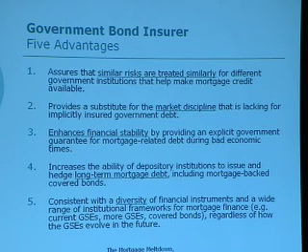There are 5 advantages to this framework. 1, it assures that similar risks are treated similarly for different government institutions to help make mortgage credit available. 2, it provides a substitute for the market discipline that's lacking in implicitly insured mortgage government debt. 3, it enhances financial stability by providing an explicit government guarantee for mortgage-related debt during bad economic times. 4, it increases the ability of depository institutions to issue and hedge long-term mortgage debt, including mortgage-backed covered bonds, something we have an interest in because we're also trying to get variable maturity mortgages discussed. And 5, it's consistent with the diversity of financial instruments and a wide range of institutional frameworks for mortgage finance.